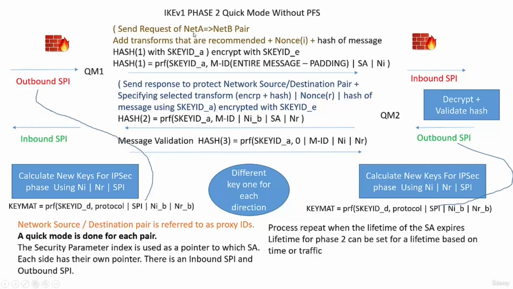In quick mode without PFS, we use the keys that were produced by the phase 1 process. That's why phase 1 was important, because phase 1 created SKEYID, A, E and D. It created the SKEYID that gets used to create the keying information for phase 2, which is a symmetric key for phase 2 that's going to get used to encrypt and decrypt the traffic on both firewalls. There are three messages: QM1, QM2, and QM3.